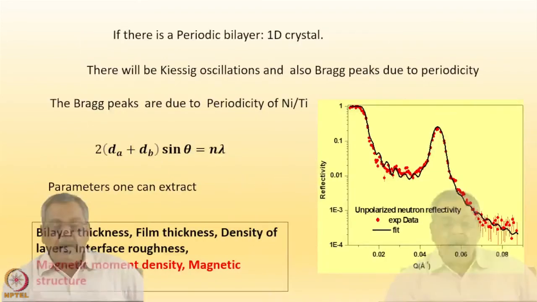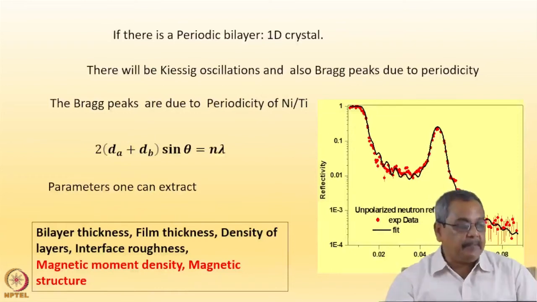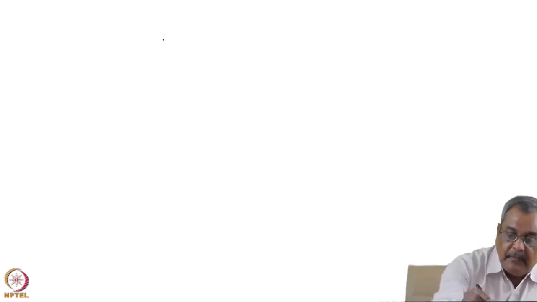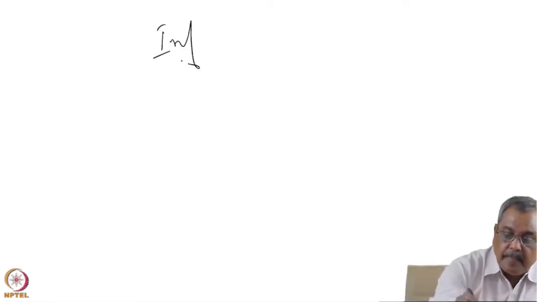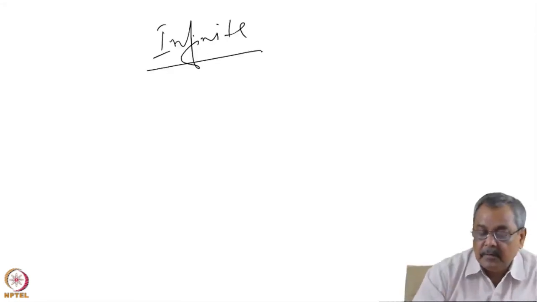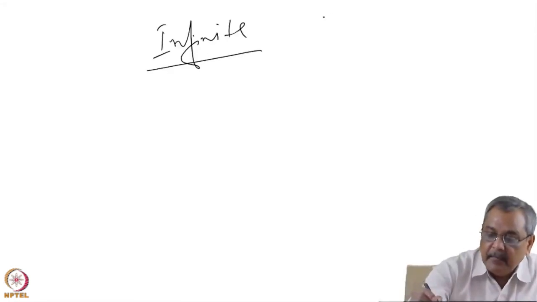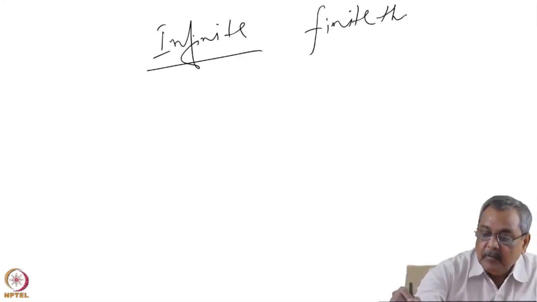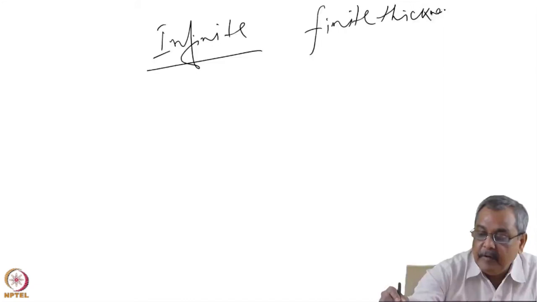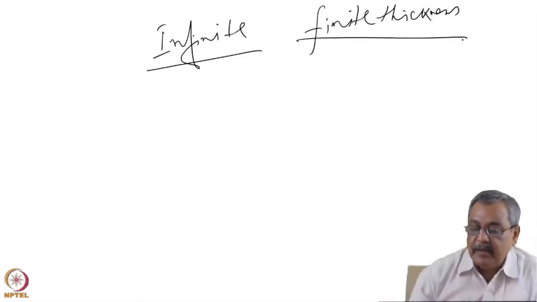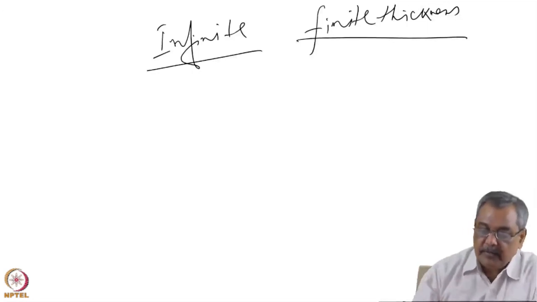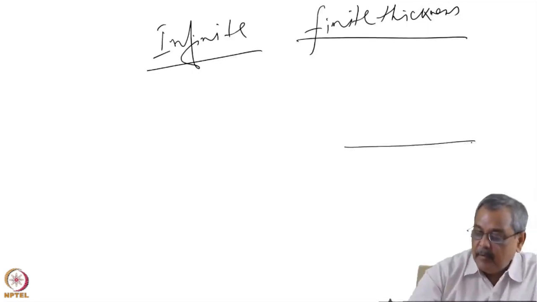So now I will go one step ahead. Now I talked about an infinite medium, which gives you Fresnel reflectivity. I gave you a finite thickness film. Now, what about a film which is actually a repetition of layers? Often we study such films, so that means the film will look somewhat like this.